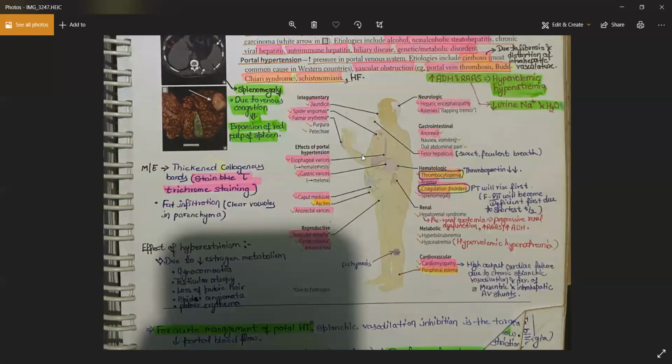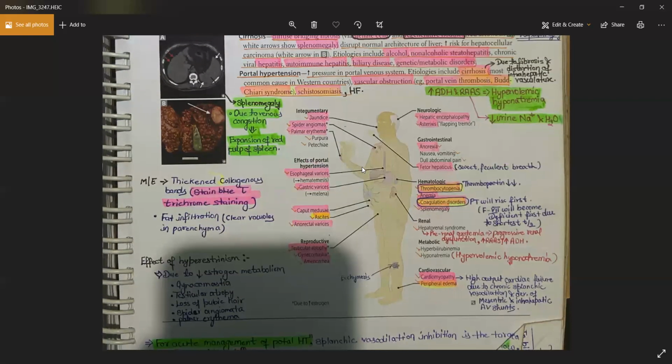Now, what happens when the liver has failed? Okay, when you get the cirrhosis, what things are going to happen? The first thing would be the loss of all the metabolism in the liver, right?